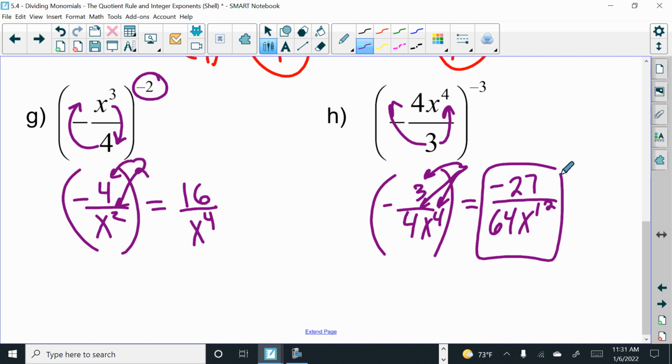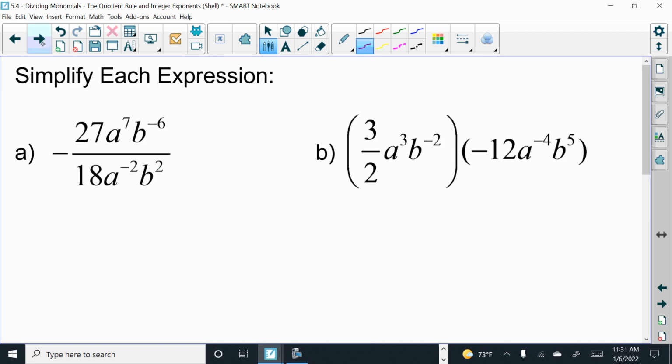Okay, now, last but not least, let's wrap it all up. How the heck do we do these? Well, very simple. First, guys, go number to number, then variable to variable. So 27 and 18. I'm going to reduce by 9. So it's going to become negative 3 halves. I'm done with the numbers. That's it. I don't even worry about them anymore.